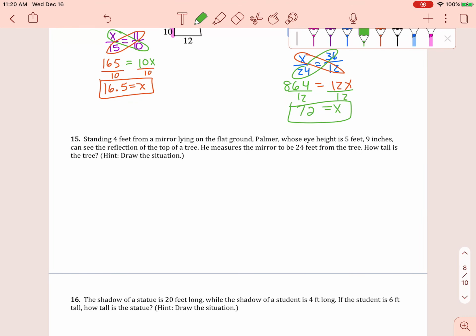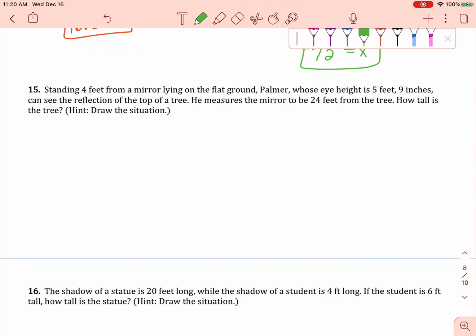Next we're going to go into number 15. So standing 4 feet from a mirror lying on the flat ground. So this is standing 4 feet from a mirror. Here's you standing 4 feet from a mirror, lying on the flat ground. Palmer, whose eye height is 5 feet 9 inches.